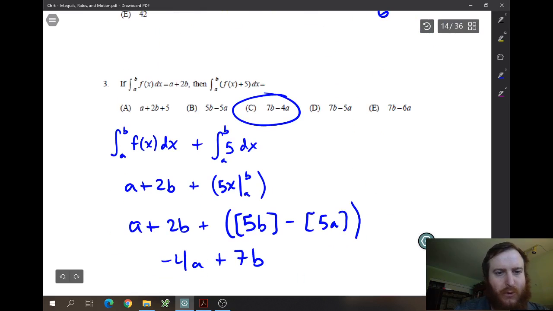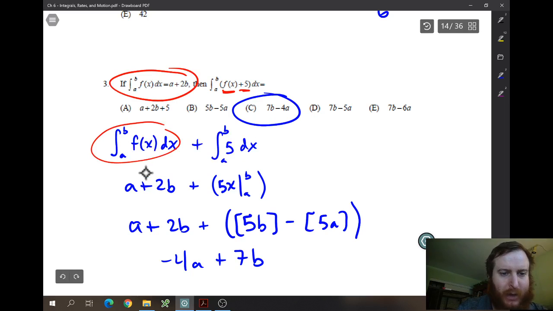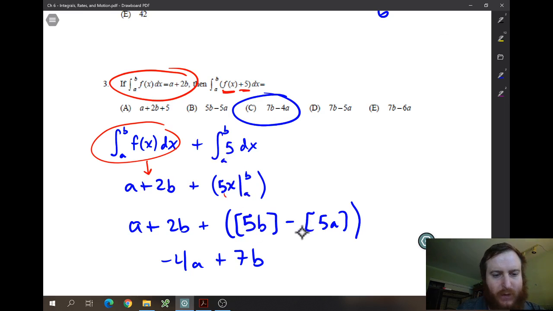All right, 3, this is that same one that I talked about earlier where if you see something like f of x plus 5, you want to split that. So we split into the integral from a to b of f of x plus the integral from a to b of 5. And they gave us that this integral was a plus 2b. So really we're doing a plus 2b and then plus 5x from a to b. I know they're not numbers, but just plug in b and plug in a. So we get 5b minus 5a.